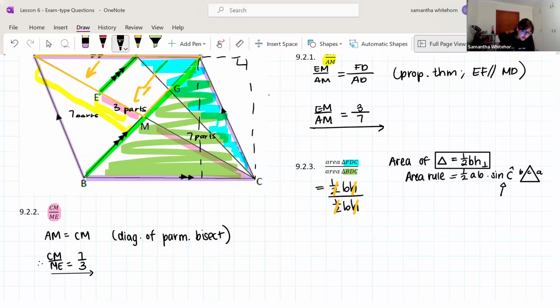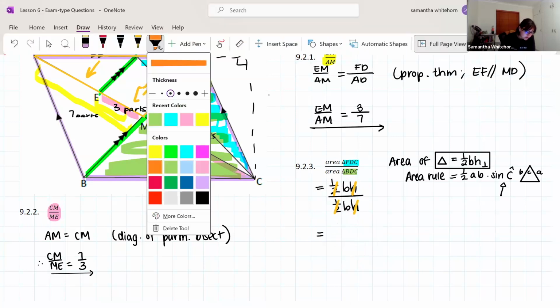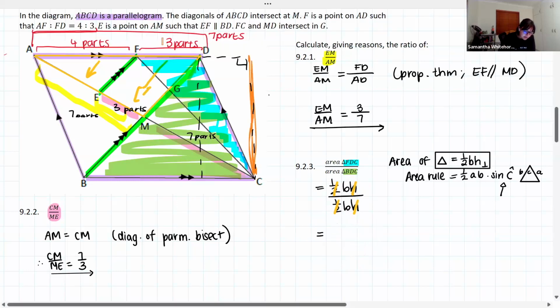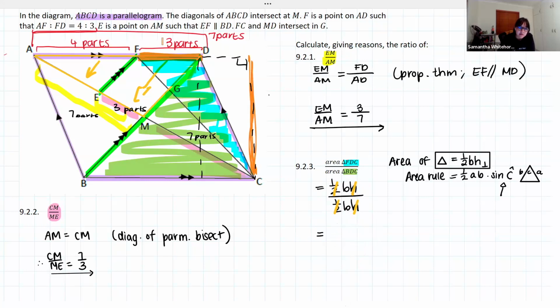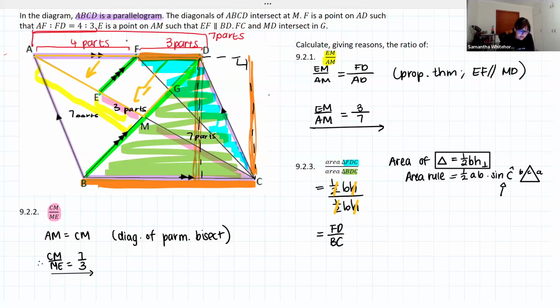And so what we actually have here is a ratio of the bases. Now, if this is my perpendicular height, I'm fully aware there's a lot going on in my diagram. If this dotted line is my perpendicular height, the base length of the blue triangle is FD. If this dotted line is my perpendicular height, the base length in the green triangle is BC. So we've got FD over BC.